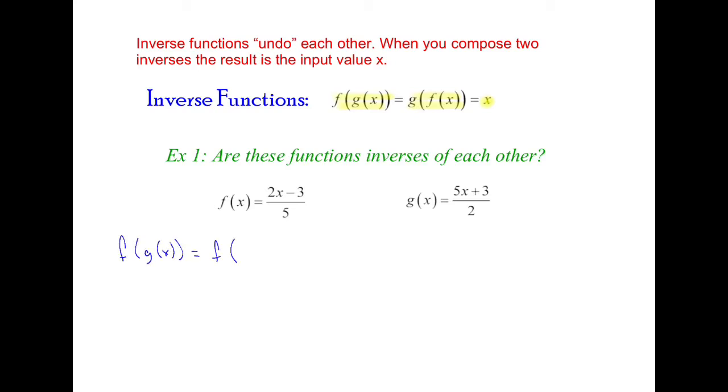So it would be f of g of x is 5x plus 3 divided by 2. And then we'll take that and plug it in wherever there's an x in the f function. So it'll be 2 times this whole quantity, 5x plus 3 over 2, minus 3 over 5. So don't forget the rest of the part of the function f of x.